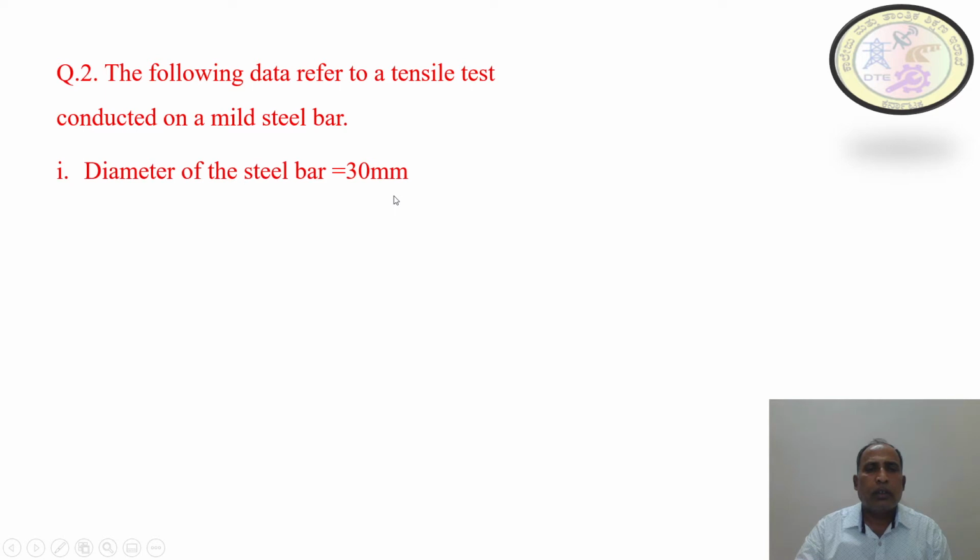A tensile test is conducted on the universal testing machine, which is used for conducting the tensile test, deflection test, and the hardness test also. So to get the stress strain diagram, a mild steel bar is loaded gradually until it breaks into two pieces.